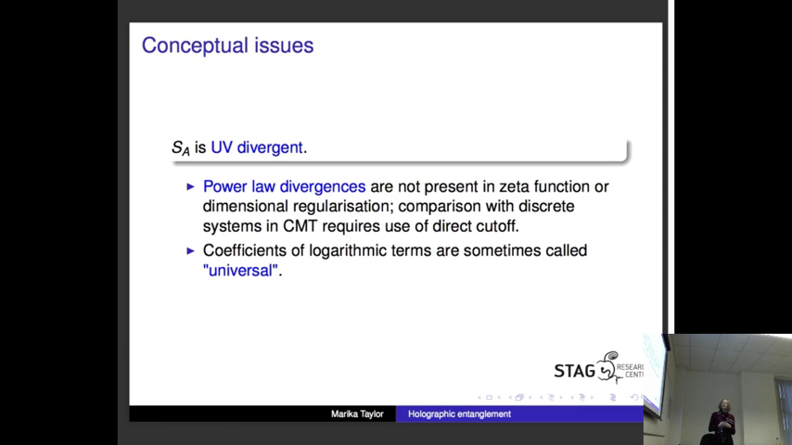In some sense, it's even worse, because I already made a choice of the type of regulation in the expression I wrote down in previous slides. If I chose to use zeta function techniques to calculate, or if I tried to use dimensional regularization, I actually wouldn't have got those power law divergences. They wouldn't have shown up at all. The logarithmic coefficients do show up in whichever scheme you're using, so sometimes people call them universal. But the power law divergences don't show up if you use zeta function or dimensional regularization techniques.